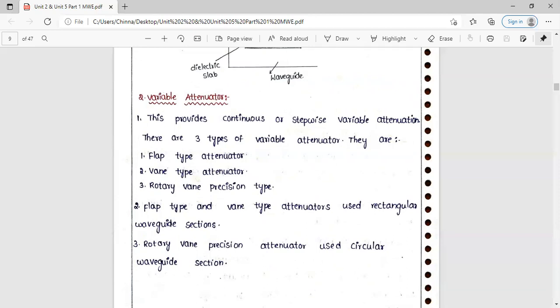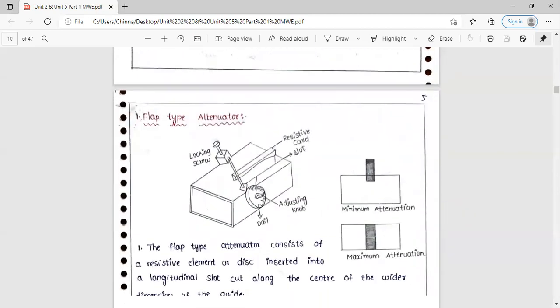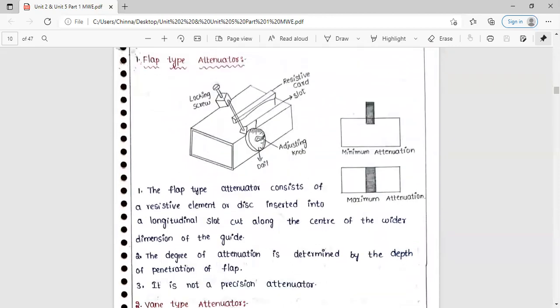Rotary vane precision attenuator used for the circular waveguide section. So the rotary vane is only for use in the circular waveguide section. Here you can see the flat type attenuator. Here is a dielectric component, which is a disc type, that will be inserted longitudinally into the waveguide, and that will be controlled by some screws that are adjustable by a knob and screws.